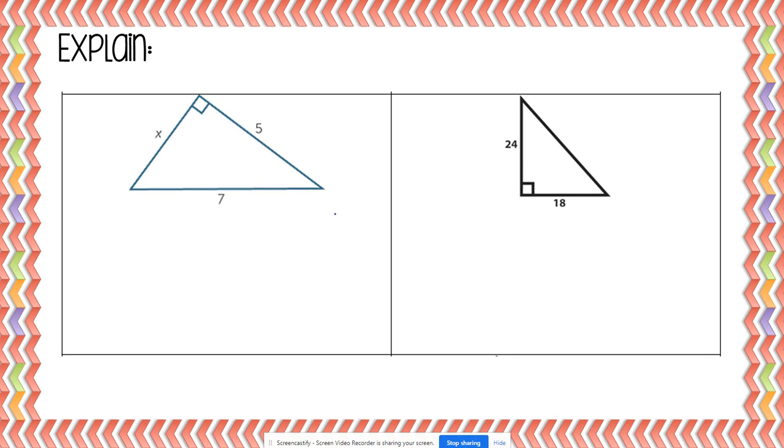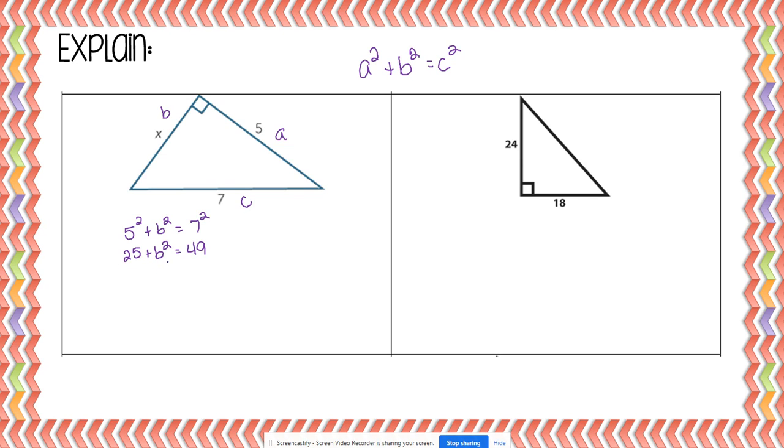My next triangle looks like it's missing a leg. So we have a leg here of 5, but we're missing this leg, and even though it's labeled x, I'm going to call it b so I can put it in my formula, a squared plus b squared equals c squared. And then our hypotenuse is 7. So when I plug this into my formula, I'm going to say 5 squared plus b squared equals 7 squared. 5 squared is 25, and then I have 25 plus b squared equals 7 squared, which is 49.